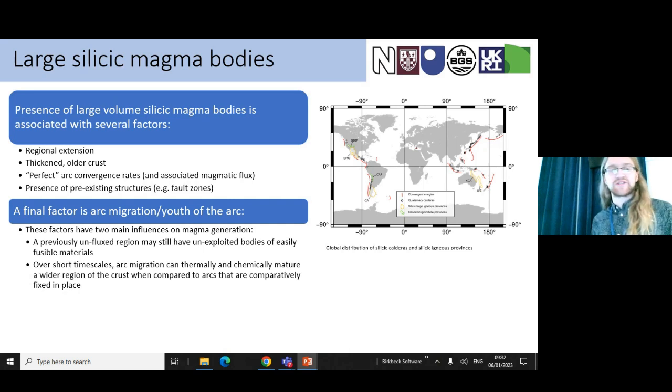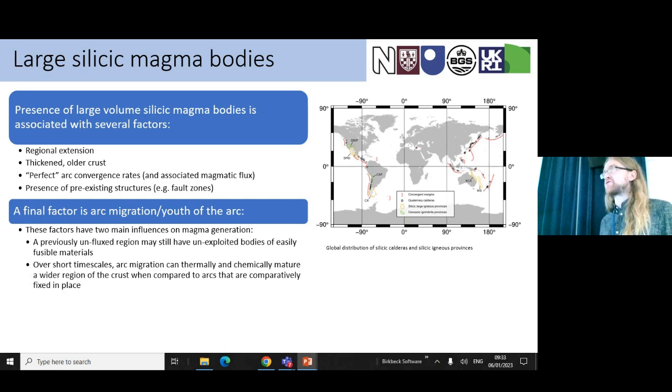Large volume silicic bodies are typically associated with subduction arcs, and regional extension is also one of the key factors. Thickened older crust, perfect arc convergence rates, which is strongly associated with the magmatic flux, as well as the presence of any pre-existing structures such as fault zones. The final factor that really interested me was the presence or absence of arc migration, or whether or not the centre was on a young arc.